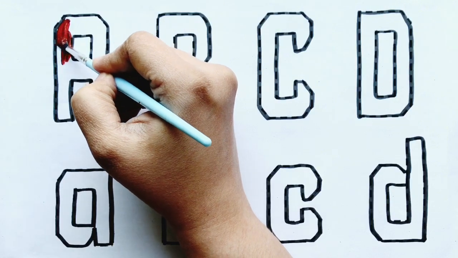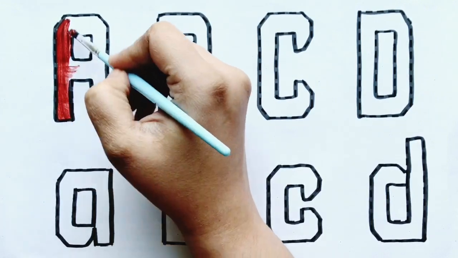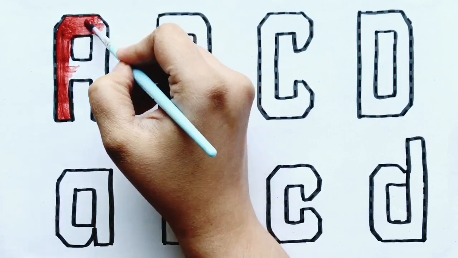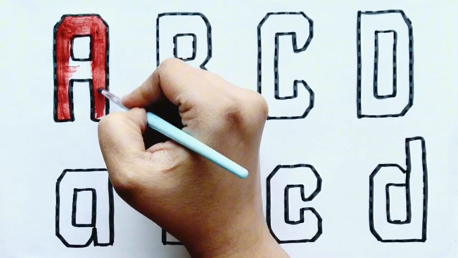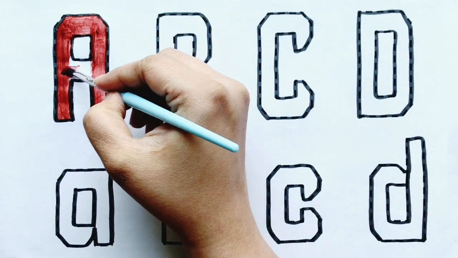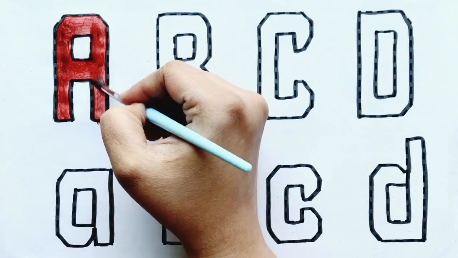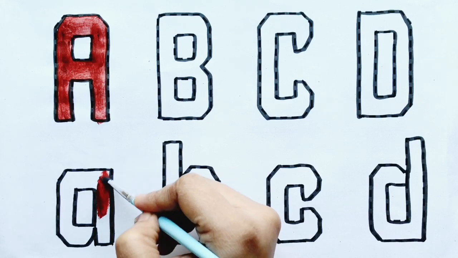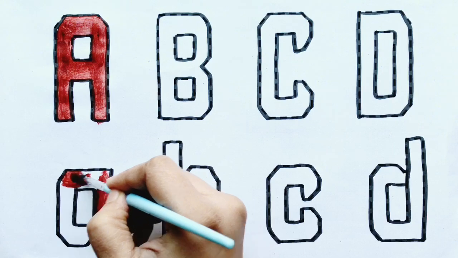Let's paint. Brown color. Uppercase letter A for aeroplane. Lowercase letter A for ant. 1, 2, 3, let's go!